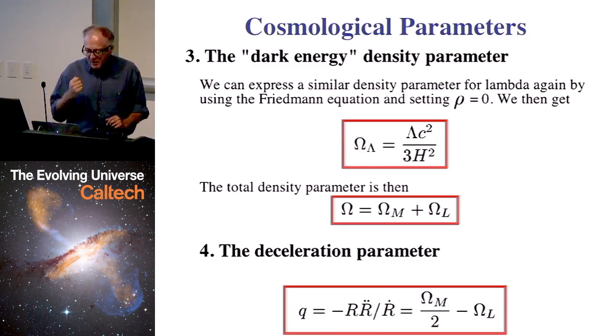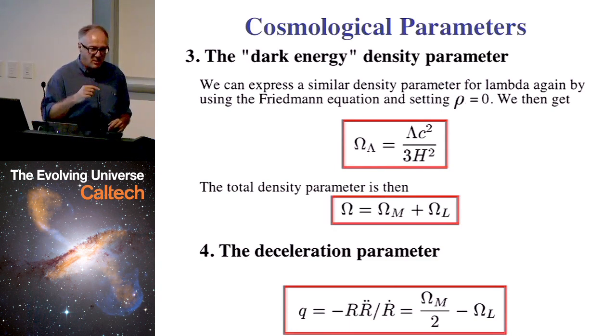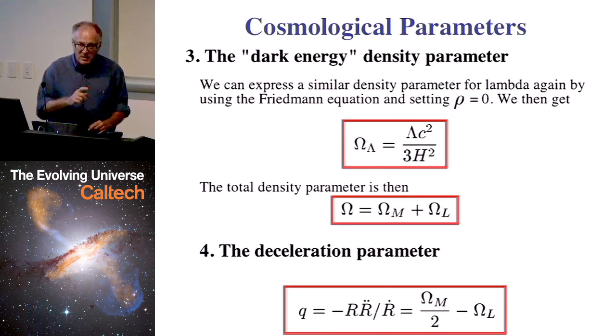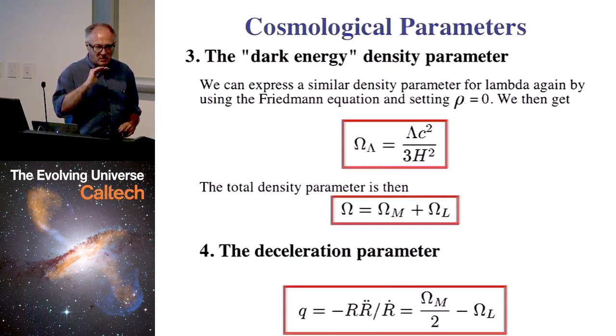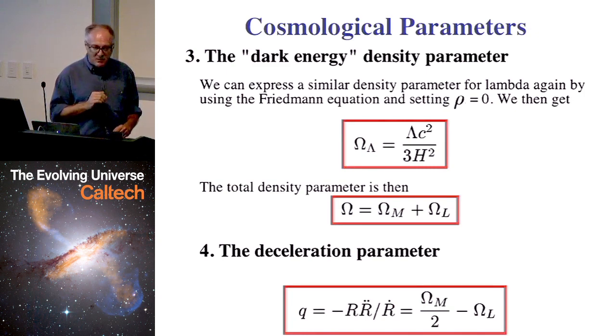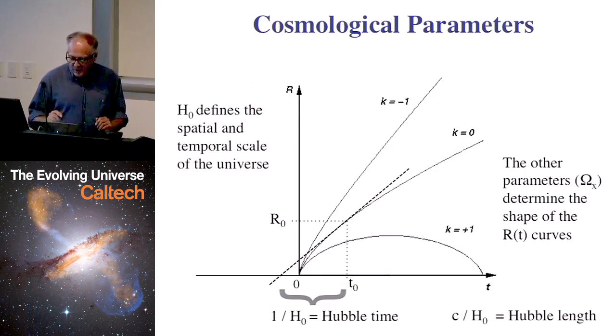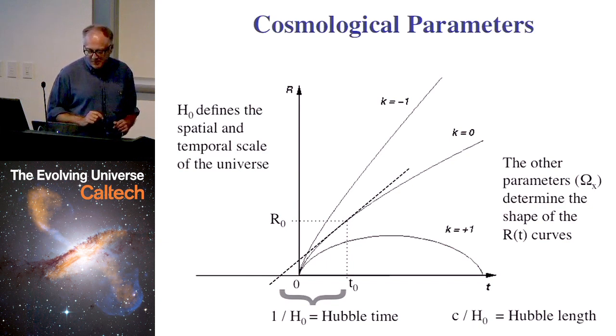And to answer your earlier question, we can define a dimensionless number called the deceleration parameter, which is sort of the second derivative of those curves. The Hubble constant was giving you the first derivative, the slope, and this would be the curvature. So if the universe is slowing down its expansion, then this number will be positive, the way it's defined here. And if the universe is accelerating, it will be negative. So this is what these cosmological parameters do. They define the shape of these curves.